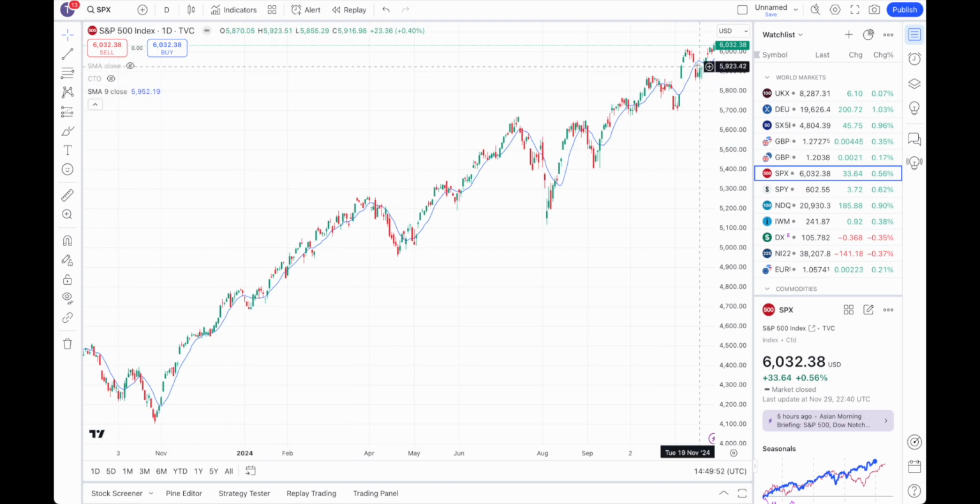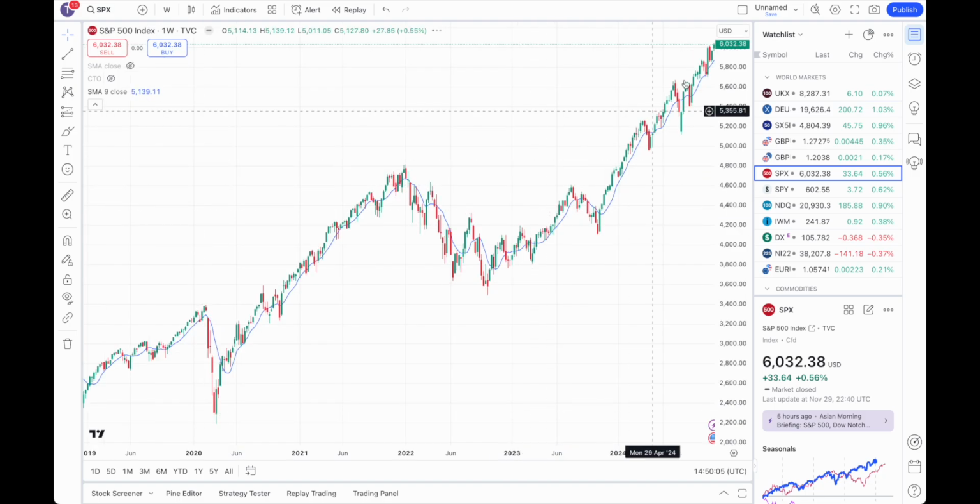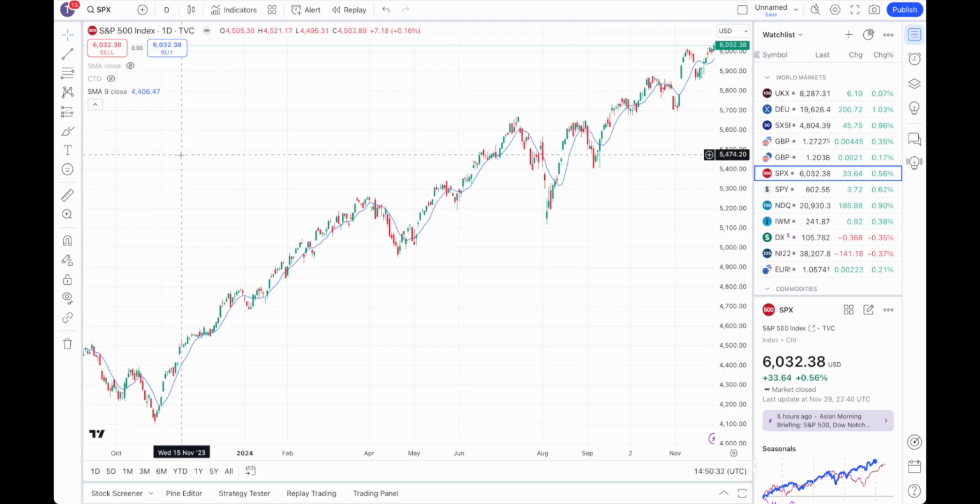What that means is this only takes into account the last 9 candles. So if you're looking at the daily chart, this is the last 9 days, and that's why you could see it moves up and down more often. And if I was to switch to weekly, this takes into account the last 9 weeks and so on. The most common settings that you'll see people using with the moving average are 50, 100 and 200.